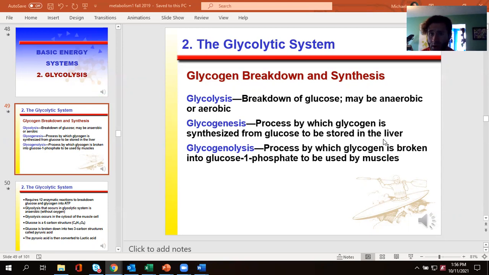So it's going to be how we store it for long-term. Glycogenolysis is how we break it down into glucose 1-phosphate. So it's going to be a glucose with a phosphate bonded to the first carbon. That's why the number 1 is there. And this is going to occur obviously in the muscles and in the liver when we need to free up some for energy.